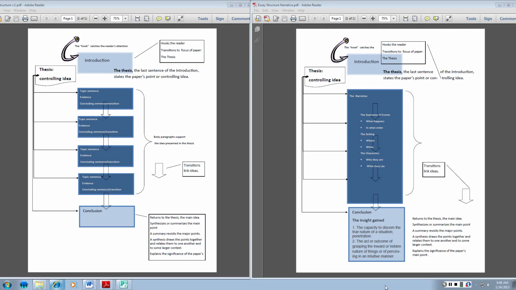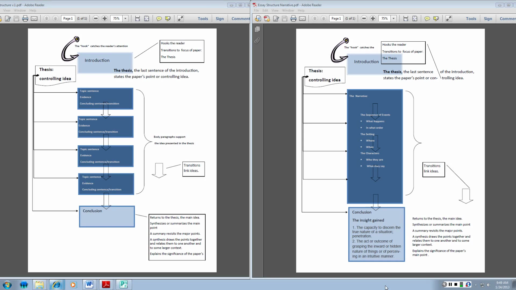Your textbook says that the thesis for a narrative essay or a memoir is not required, but for our purposes, we will require a thesis statement. I want you to still state the point of your paper. It comes at the end of the opening paragraph, the introduction.